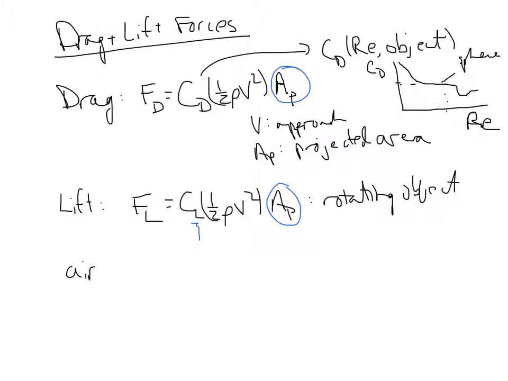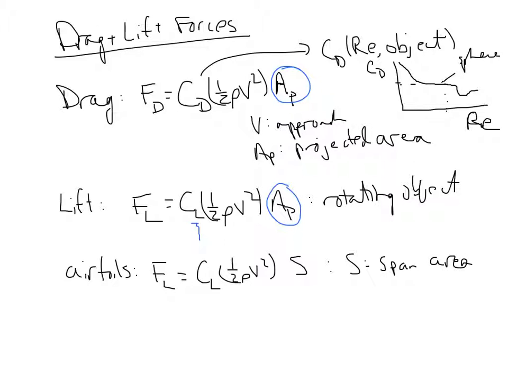For airfoils, the area is formulated differently. It's still the coefficient of lift, 1/2 rho V squared, times the span area, where S is equal to the span area. It's like the surface area, the projected area if you look down on the airfoil from above. That's called the span area. Again, 1/2 rho V squared in all these cases provides the dynamic group. In this case, the lift coefficient is a function of the attack angle, alpha, the angle of attack.